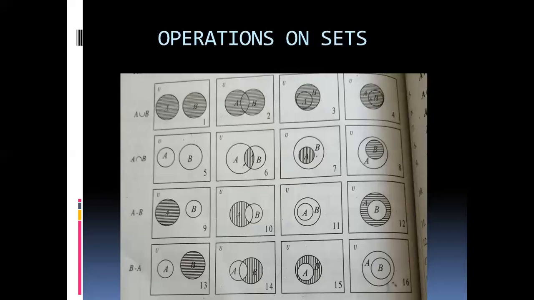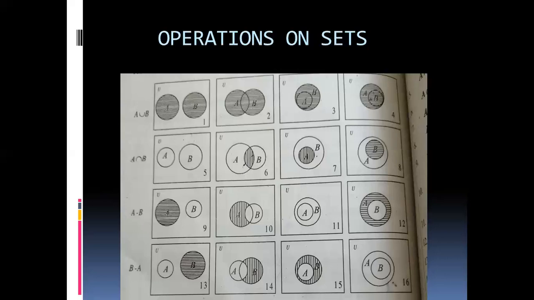Then A minus B, all the elements of A which are not present in B. A is a subset of B, so there is no element which is not present in B. So that's why I didn't shade A and B, no shaded area is there. B minus A, B is a bigger set, so all those elements of B which are not present in A, so we shade B only, not A.